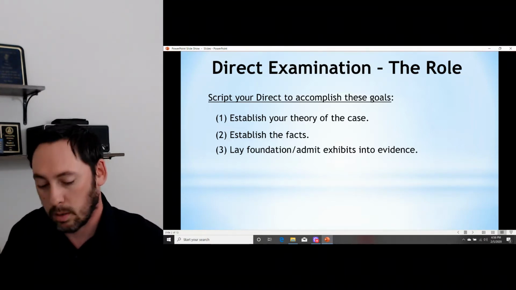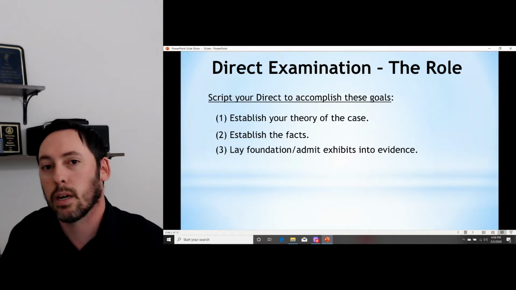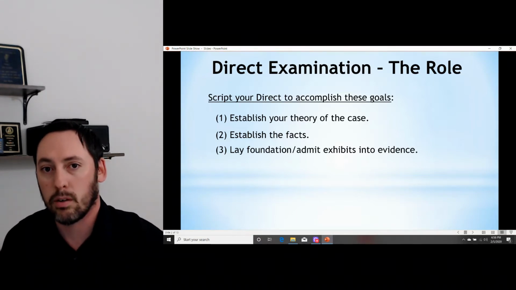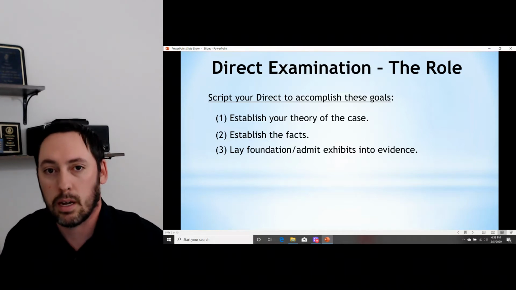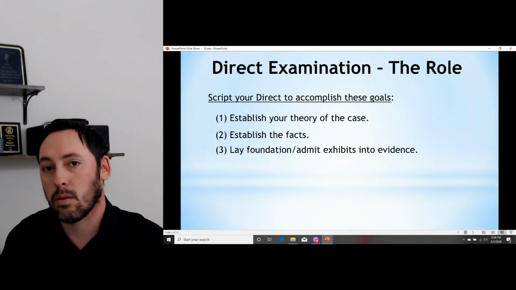So as you script out your direct examinations, don't forget, especially if you're a younger prosecutor, you're not used to the procedure of laying that foundation. Script it out step by step, each question that you have to ask to make sure that you get that piece of evidence admitted. And also don't forget to lay the foundation now.